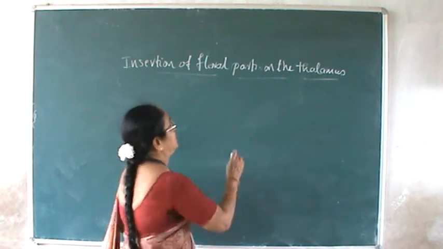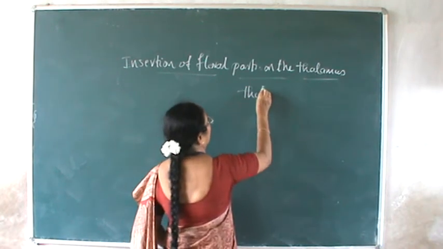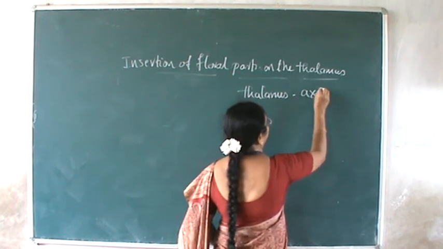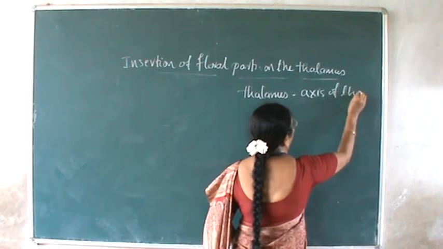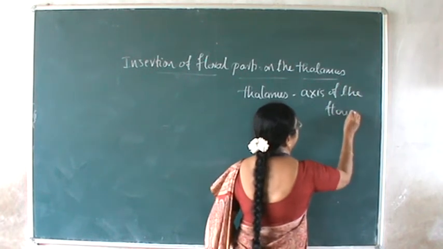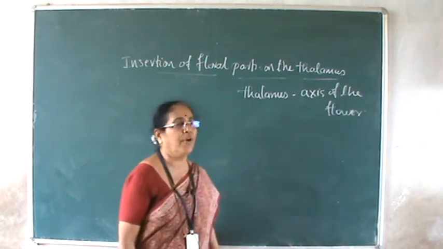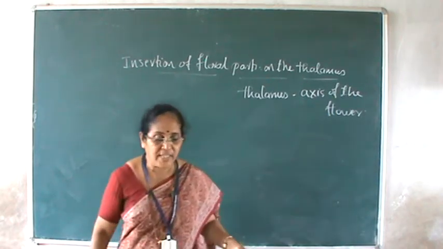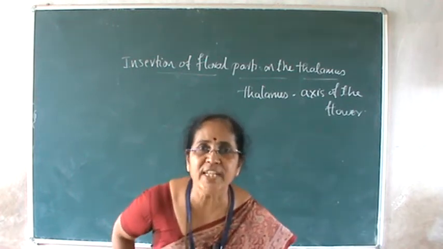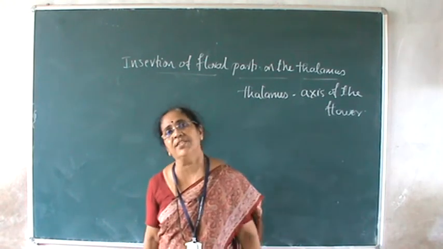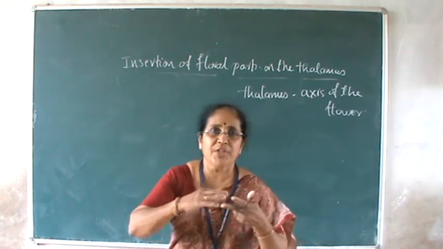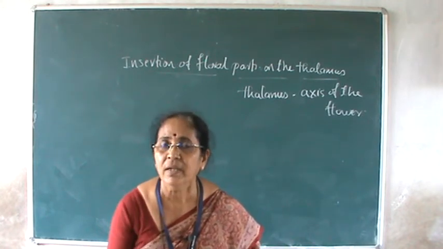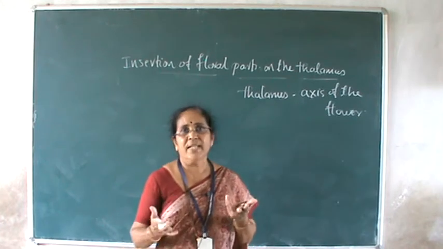The thalamus is the axis of the flower. Okay, the axis of the flower is called the thalamus. Axis, the stem. For example, the shoot system has an axis in the center, that is the stem. The stem can be differentiated into nodes and internodes. At every nodal region, we find the leaves. So that is the arrangement over the shoot.